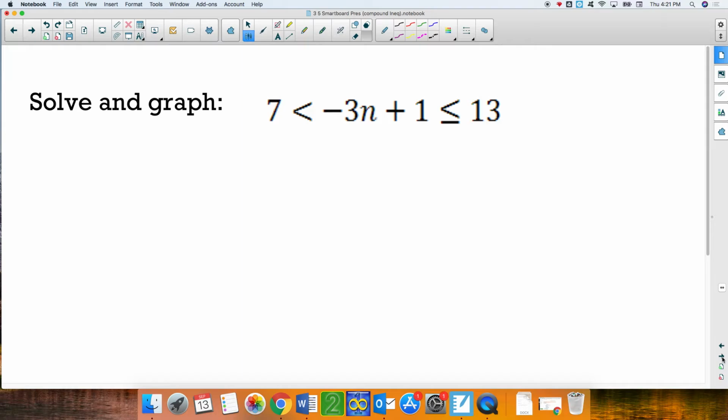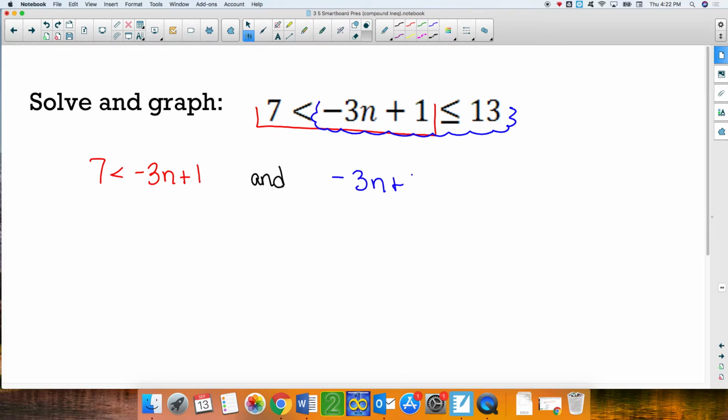The second one. Again, let's practice. We're going to write these as two separate inequalities. I'm going to start left, go all the way over until I hit the new inequality symbol and stop. So there's my first inequality: 7 is less than negative 3n plus 1. Then I'm writing the word and. Then I'm going to do my second inequality. I'm going to start here, go all the way over until I hit that inequality, and stop. I have negative 3n plus 1 is less than or equal to 13. Notice the negative 3n plus 1 is repeated.